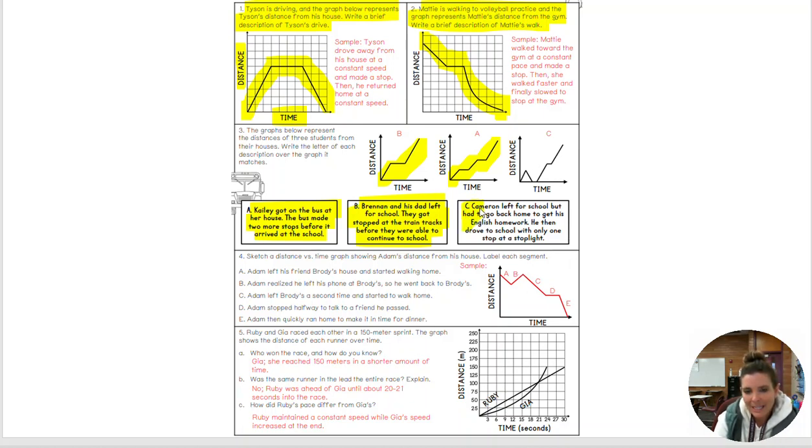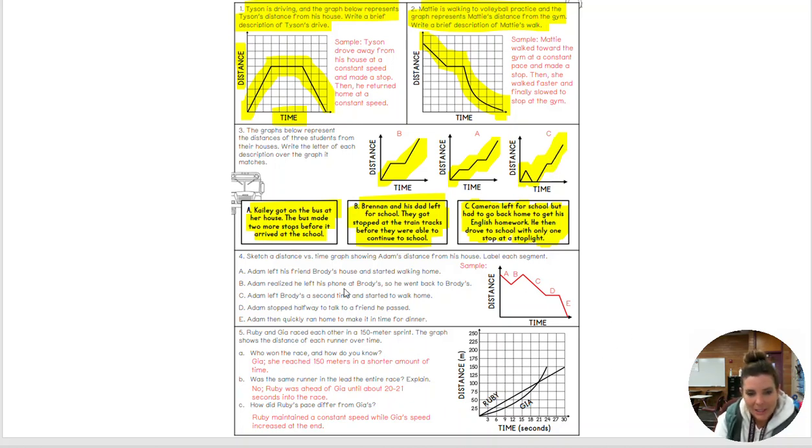And then C, Cameron left for school, but had to go back home to get his English homework. He then drove to school with only 1 stop at a stop sign. So he's heading to school, so his distance from home is getting further, but then he has to go back home. So time's increasing, the distance from home is decreasing, and then he goes again, but then he has to stop for a minute, so that's stopping at 1 stoplight, and then he's able to travel further.